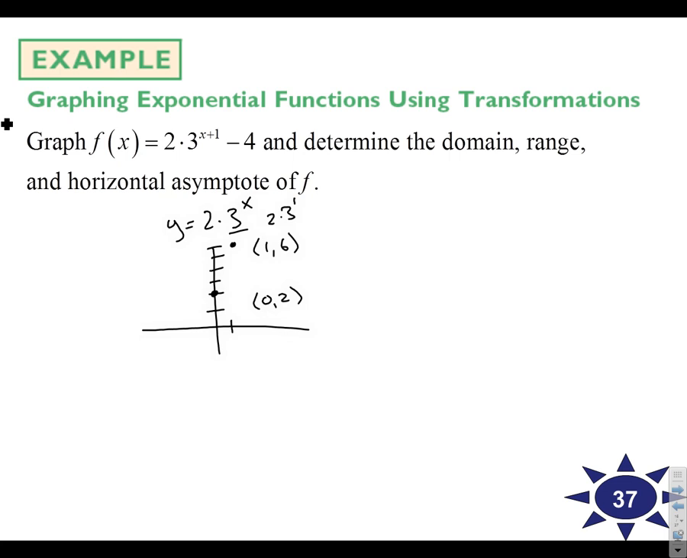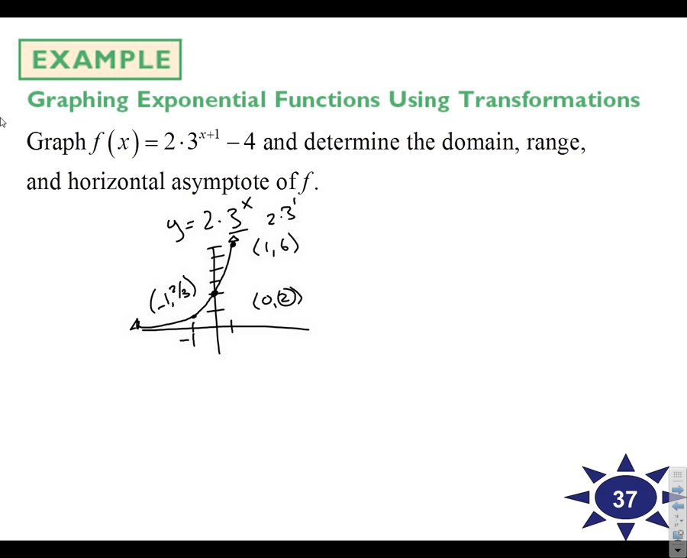Remember, if you plugged 1 in here, 3 to the first is 3, times 2 is 6. And for negative 1, we take 2 and divide it by 3. So (-1, 2/3) will also be on your graph. We know that we have an asymptote, and we're going to start taking off just like that. That's what it would look like without the transformations.